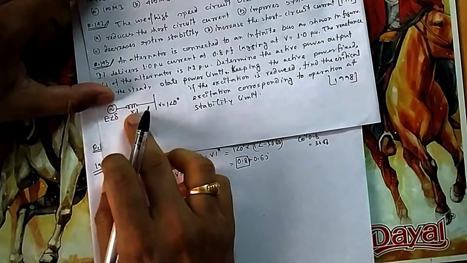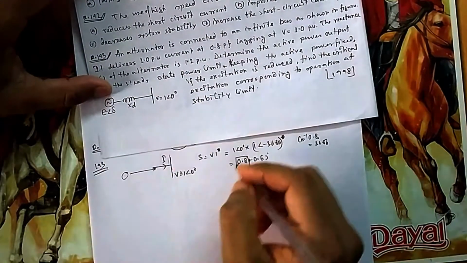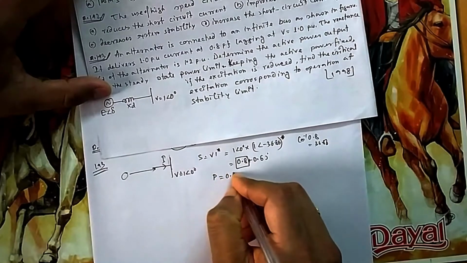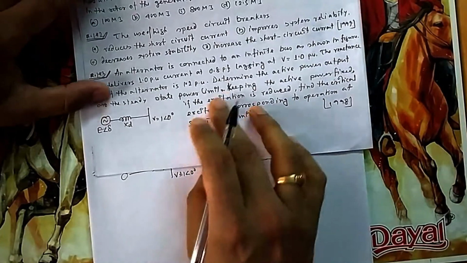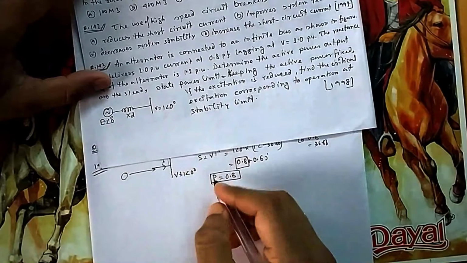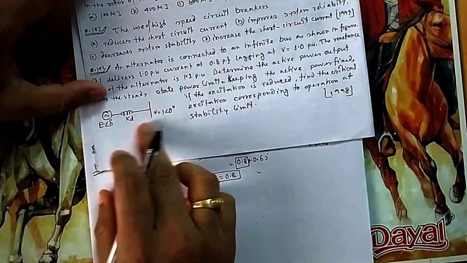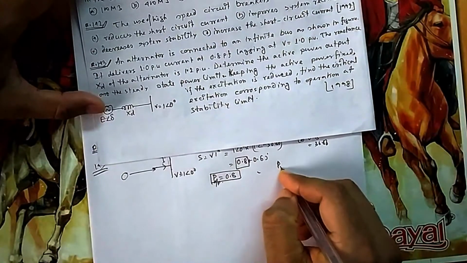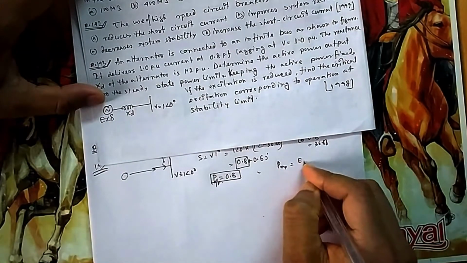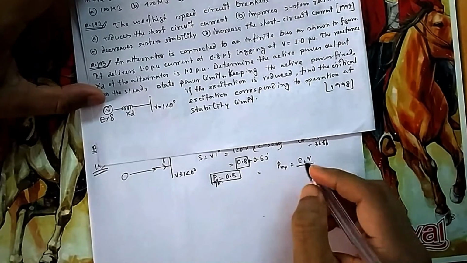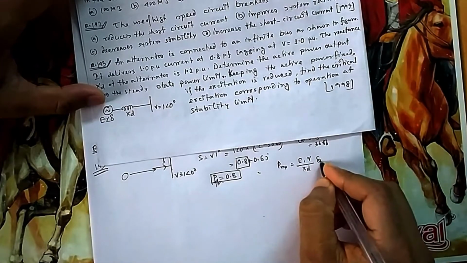But there is no active power loss, no R is there. So the power that is sent, the first answer, that is power sent, is 0.8. That is the active power it is sent. Active power output, P output. Now they are asking the steady state power limit. For steady state power limit, what is the P max? That is magnitude of V by XD sin delta.